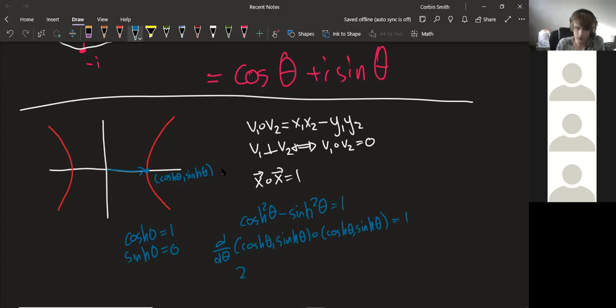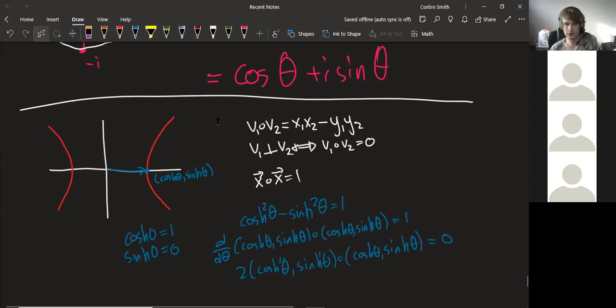And according to the product rule, which we're able to use since the hyperbolic dot product, so the Lorentz dot product, obeys the distributive law, we conclude that 2 times cosh primed of theta, sinh primed of theta Lorentz dotted with cosh theta, sinh theta is equal to 0. So they're perpendicular to each other.